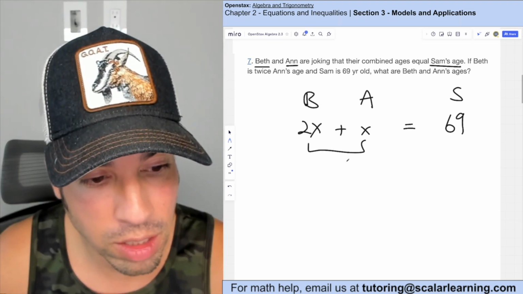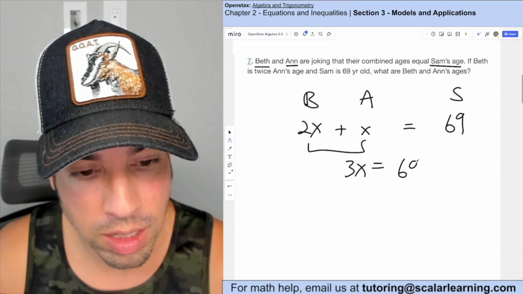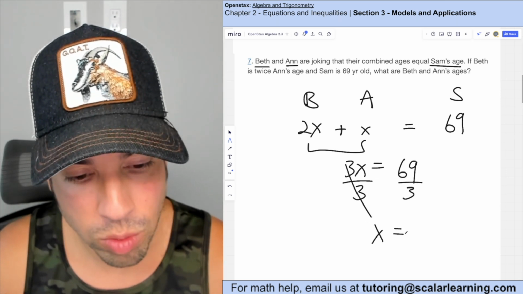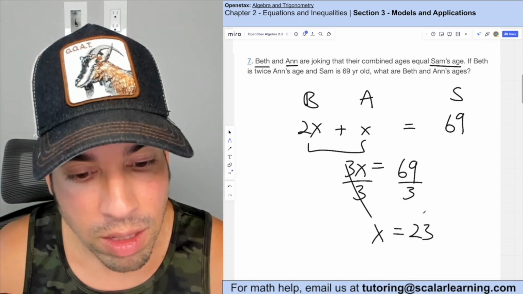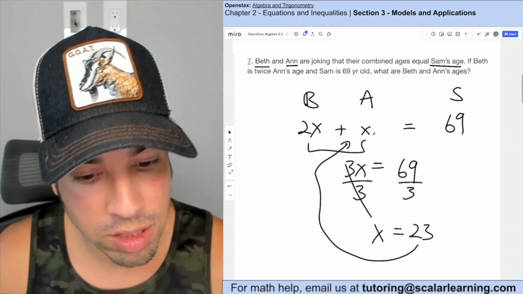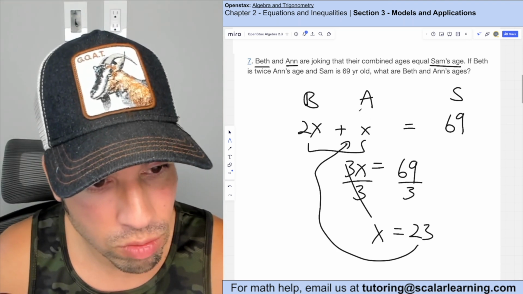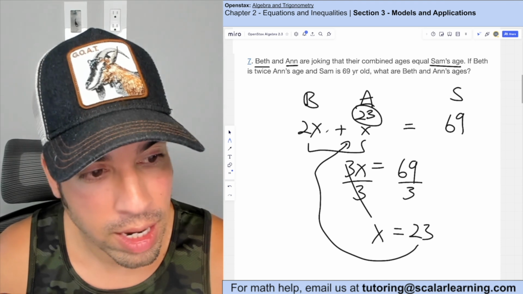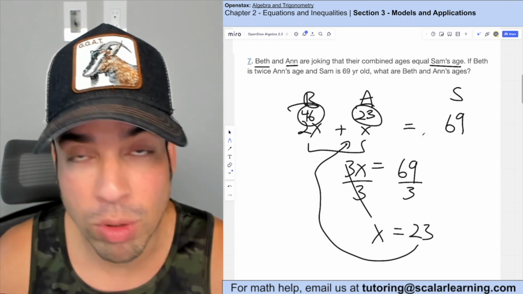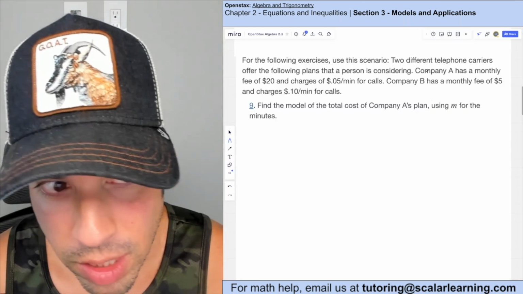So add 2x plus x, which is 3x, equals 69. Divide by 3, and we get x equals 23, little mental math. Then we plug this back into these two people. So Ann is simply x, which is 23 years old, and Beth is 2 times x, which is 46 years old. Boom, done.